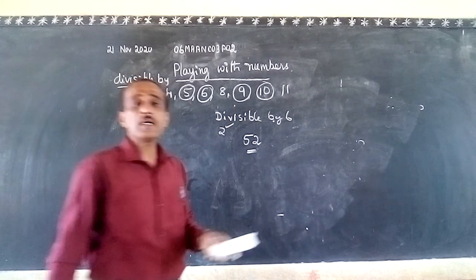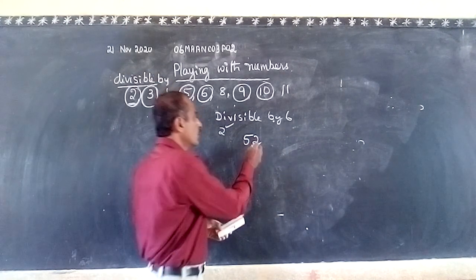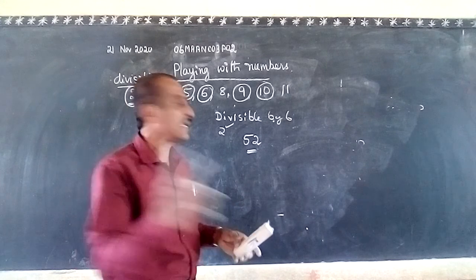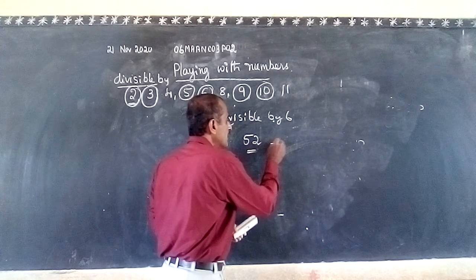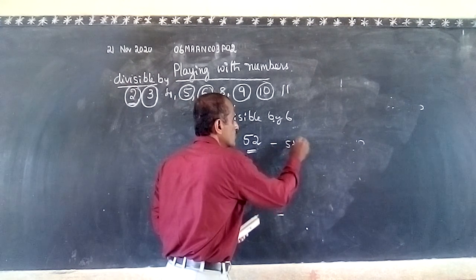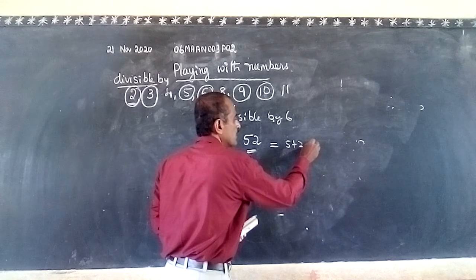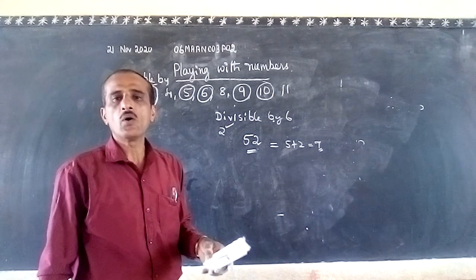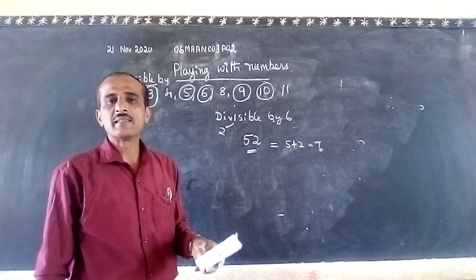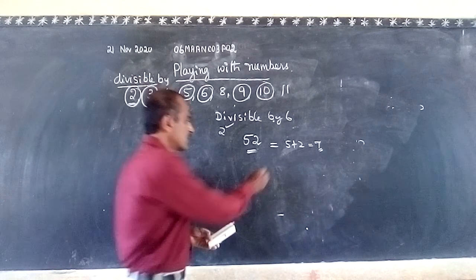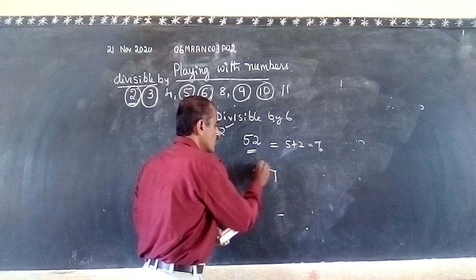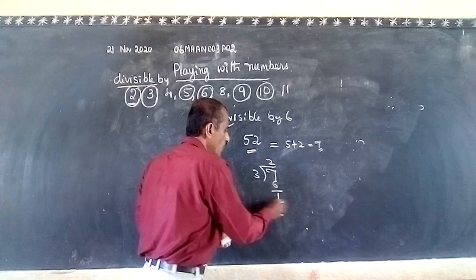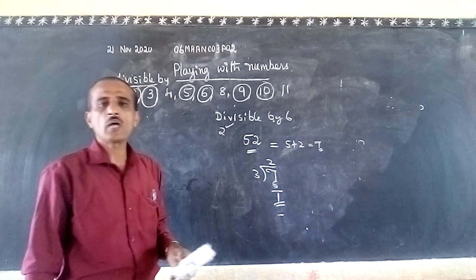Whether it is divisible by 3, what you have to do? You have to add the digits. 5 plus 2, what is the digit? 5 plus 2 is 7. Whether 7 is divisible by 3? No, you can't divide 7 by 3 completely. See, 7 by 3: 3 twos are 6, remains 1. 1 is the remainder. You can't divide.